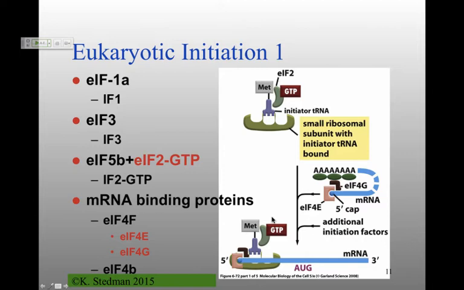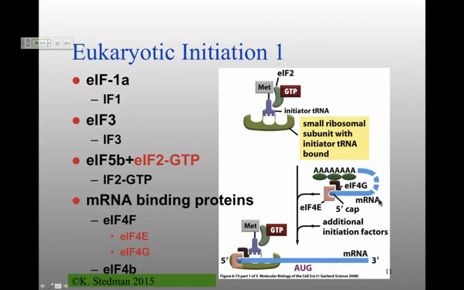Well, now we've got these other eukaryotic initiation factors that we don't have in bacteria. These are eIF4F, which is ridiculously confusing because it's actually made up of eIF4E and eIF4G. So eIF4F is a complex of proteins including 4E and 4G. And then we also have 4B. But most important, again, I've highlighted these in red because they're the important ones as far as we're concerned.